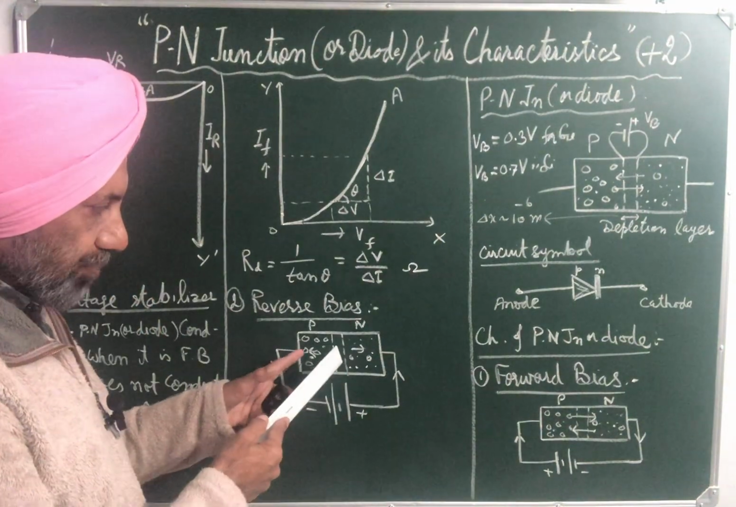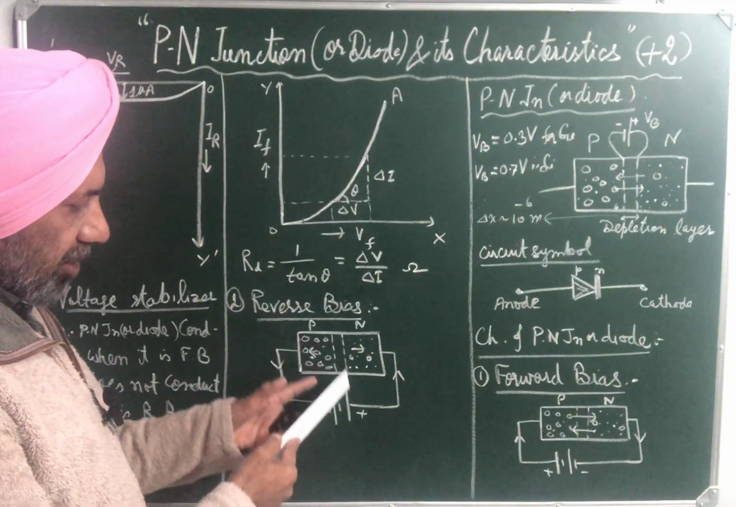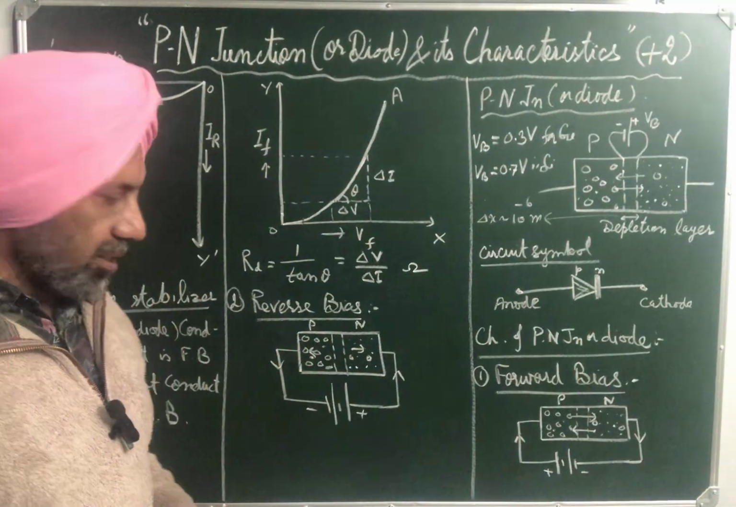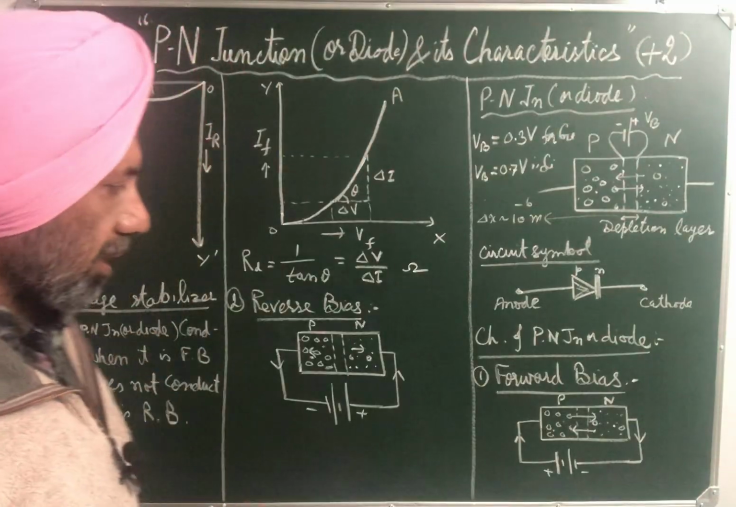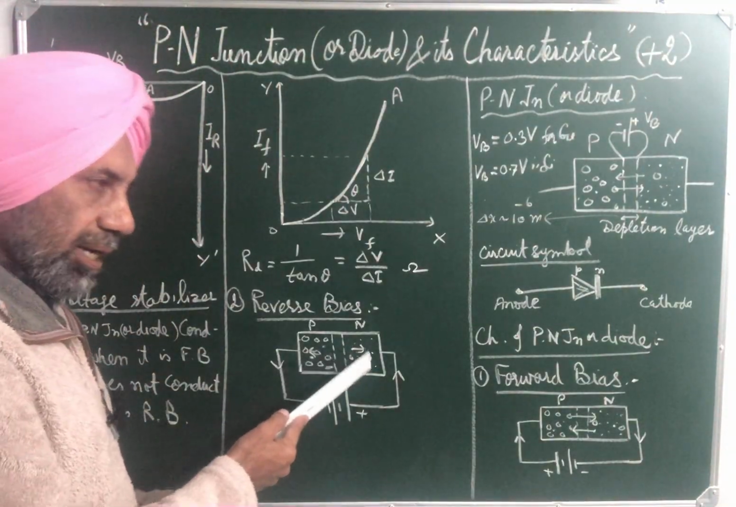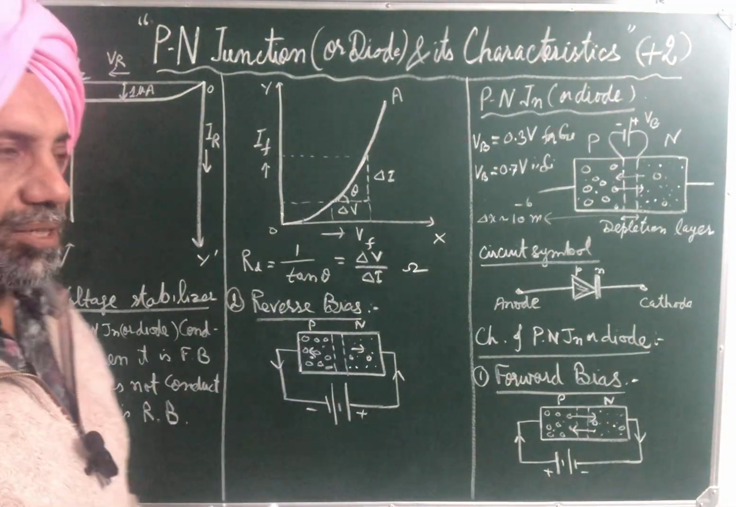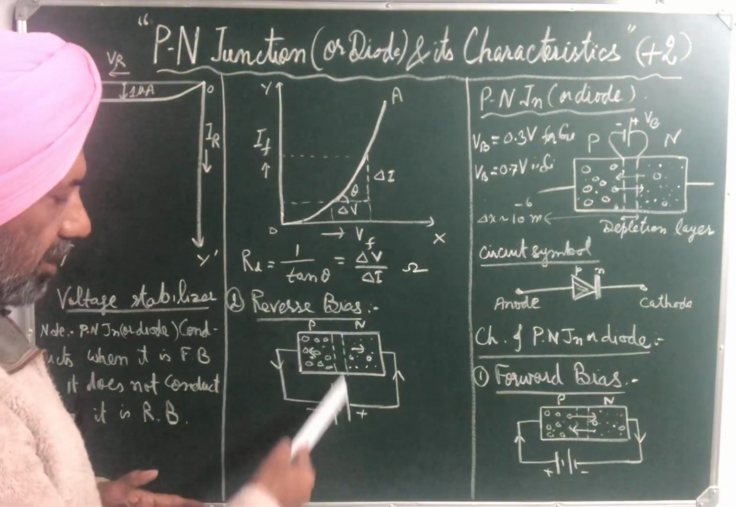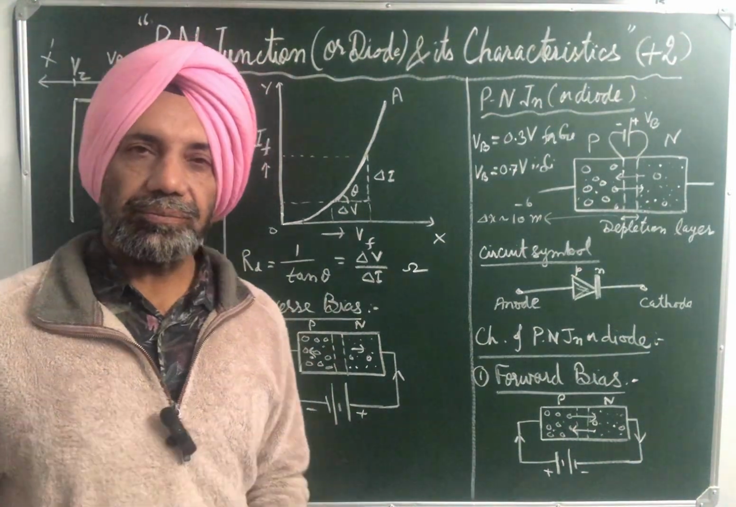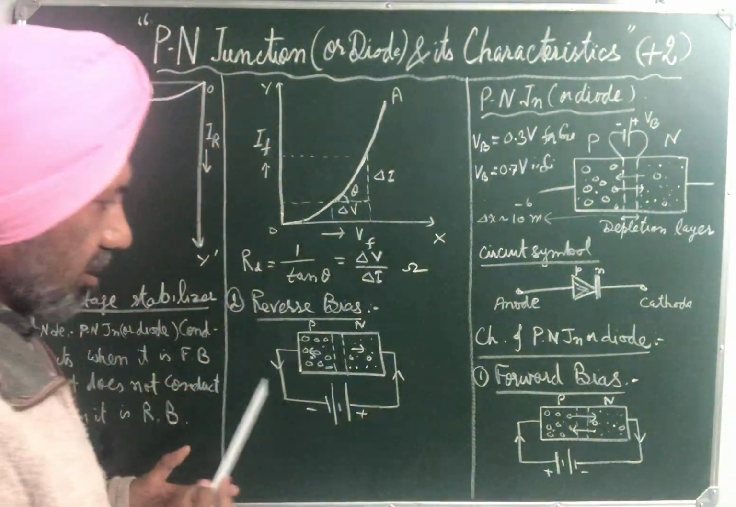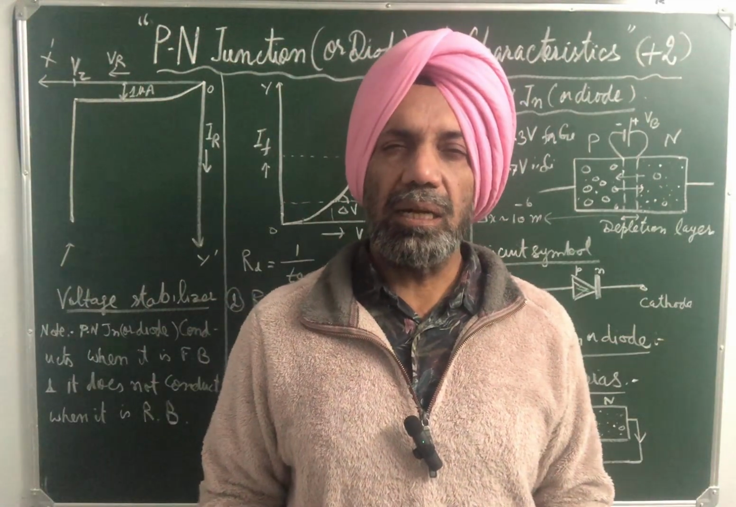But in case of reverse bias, majority carriers move away from the junction, and hence the thickness of the depletion layer increases, and it offers infinite resistance to the flow of current. There is a small current due to minority carriers, that is holes of the N section and electrons of the P section, which cross the depletion layer. That's why there is a small current which is of the order of 1 microampere. So during reverse bias, the PN junction diode practically doesn't conduct.